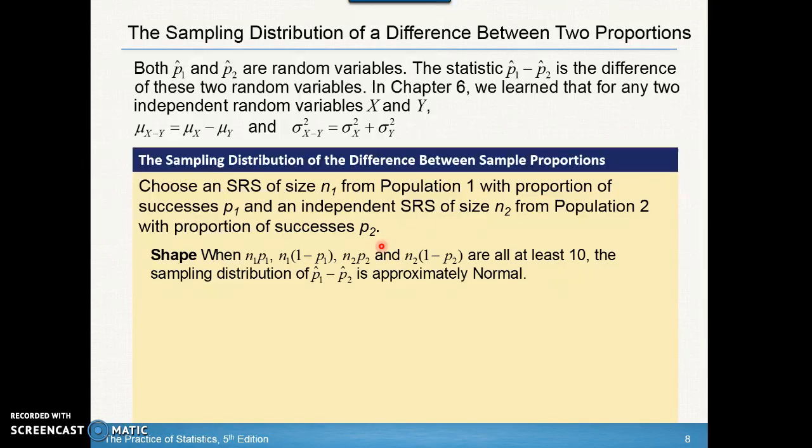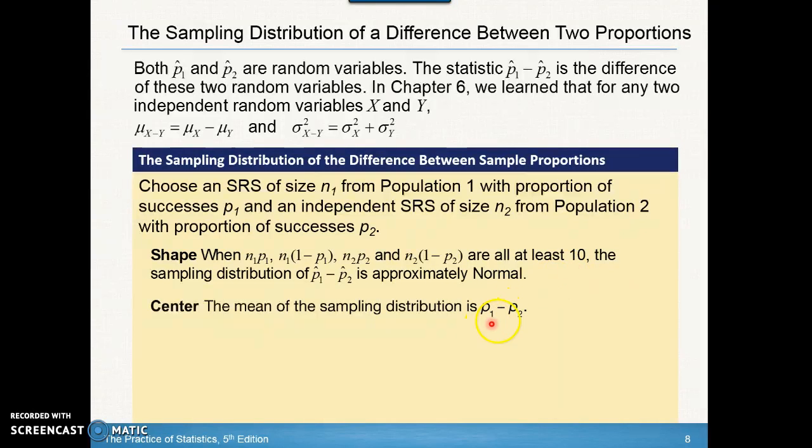Okay, so how will we know when it's approximately normally distributed? You're going to do the same thing that you did in your previous sections. You're just going to take the sample size times the proportion, the sample size times 1 minus your proportion, the second sample size times the second proportion, and the second sample size times 1 minus the second proportion. As long as those are at least 10, the sampling distribution is approximately normal. So same condition, you're just doing it twice, okay?